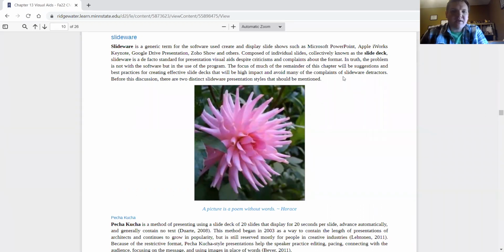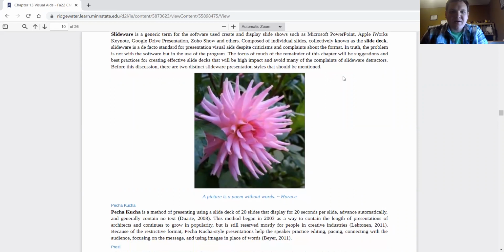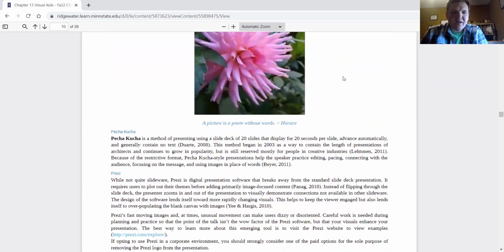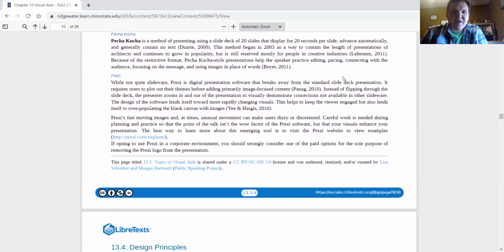And you can get really fancy with it. But again, it's just another way of doing a PowerPoint, but slightly different. Pecha Kucha is a specific method of using 20 slides that display for 20 seconds per slide and advance automatically. It generally contains no text, so these are just pictures, one picture after another, 20 pictures in a row. Maybe a title slide, right? Again, you may have some words on it, but really it's about those pictures.